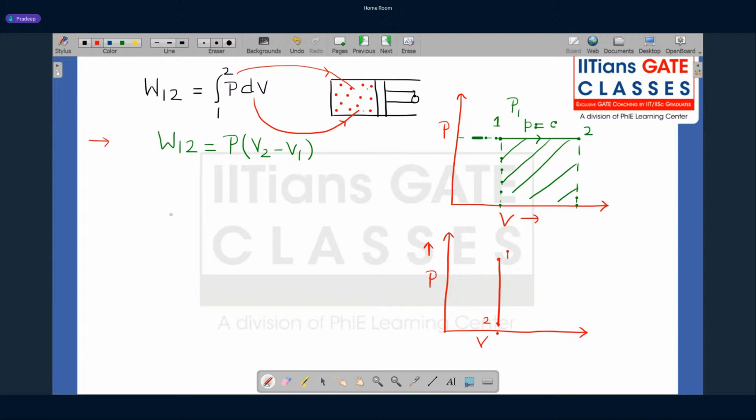So the work transfer, if you calculate when your volume remains constant: the first process was pressure remaining constant, the second process we are talking about is the volume remaining constant. When the volume remains constant, in that case, what happens? Your dV is 0, so your work transfer becomes 0.